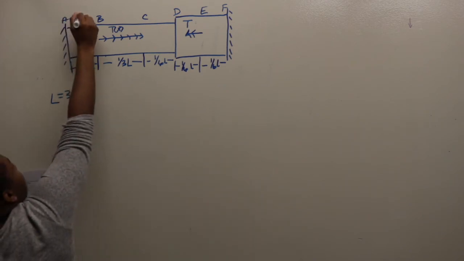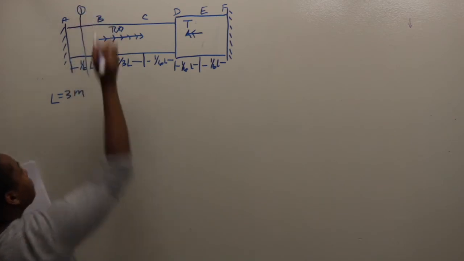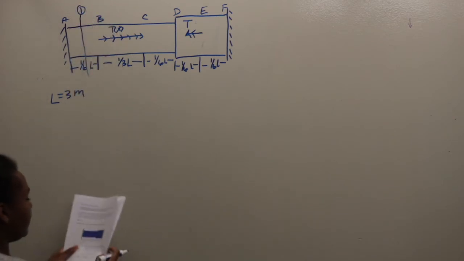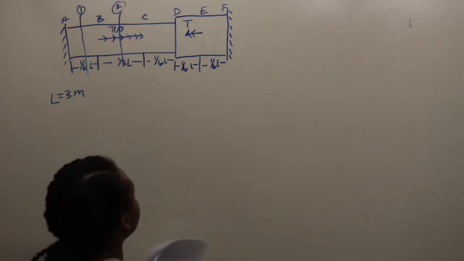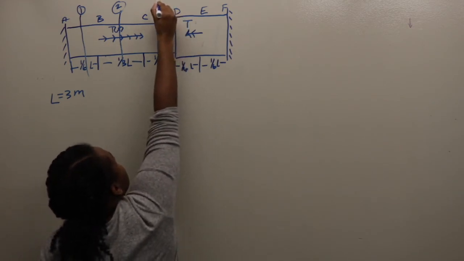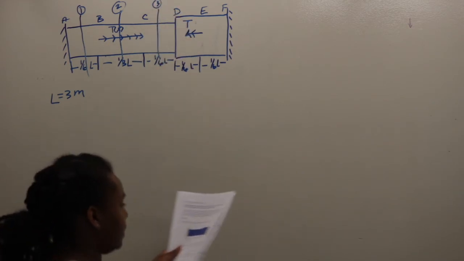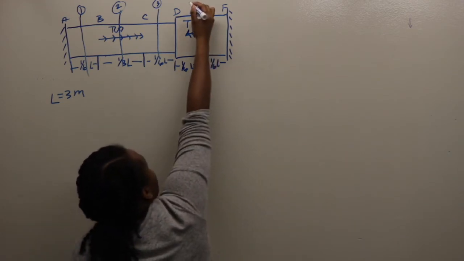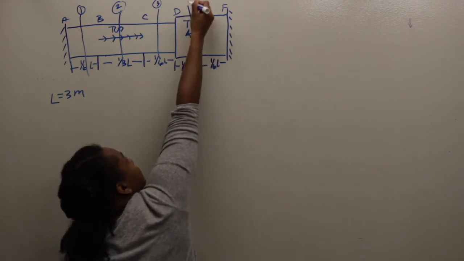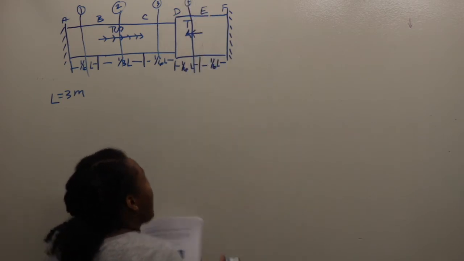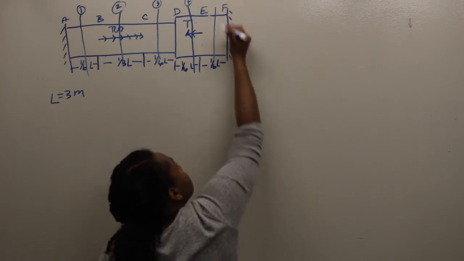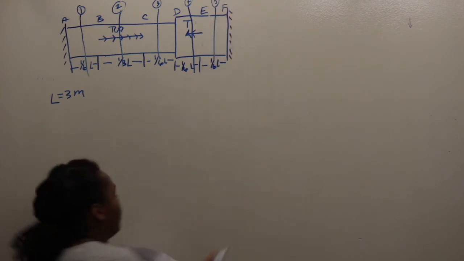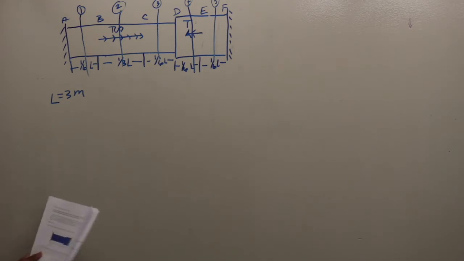So we have cut number 1. And then we need to cut between B and C. We need to cut between C and D. We need to cut in between D and E because of the change in diameter of the shaft. And the final cut that we need to make is between E and F. Okay. So first we're going to draw a free body diagram for the entire shaft.